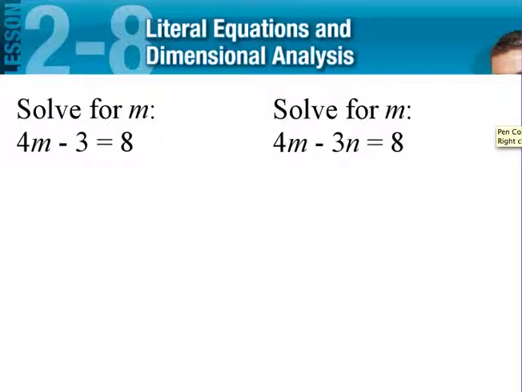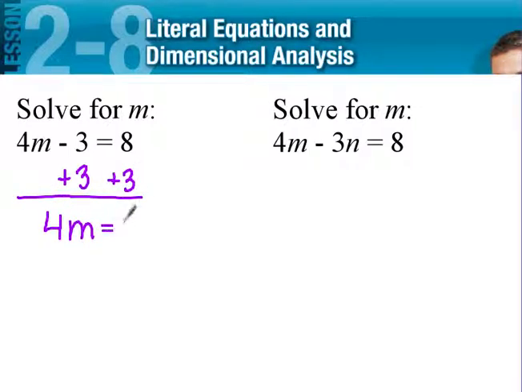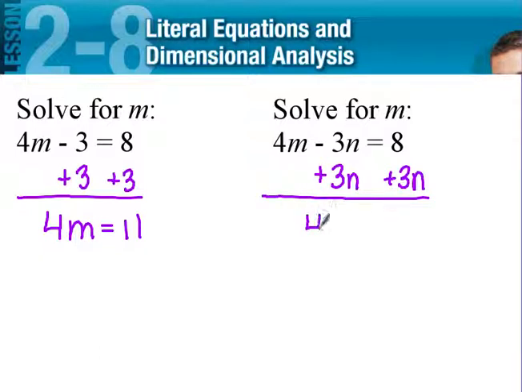On that first equation, what would you do? Add 3, right? So I'm going to add 3 to both sides, and I end up getting 4m equals 11. Over here, I'm going to do the same thing, except instead of adding 3, what am I going to add? 3n. Now, when I add 8 and 3n, those are not like terms.